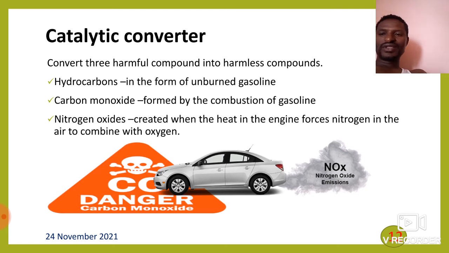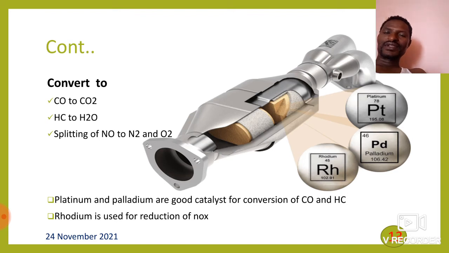The catalytic converter converts harmful gas compounds to harmless compounds like hydrocarbon, carbon monoxide, and nitrogen oxide. It can change them. And it contains some metals like palladium, platinum, and rhodium. Especially platinum and palladium are good catalysts for the conversion of carbon monoxide and hydrocarbon to carbon dioxide and water, and rhodium is for reduction of nitrogen oxide.